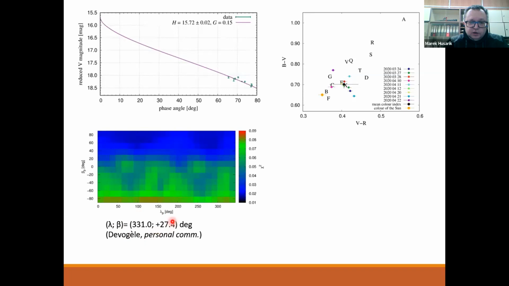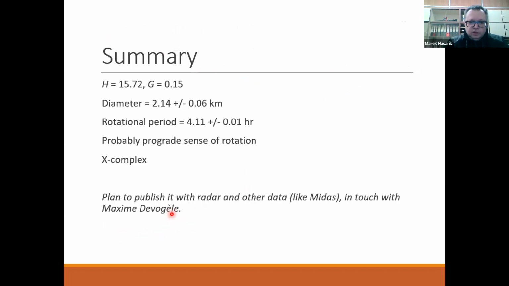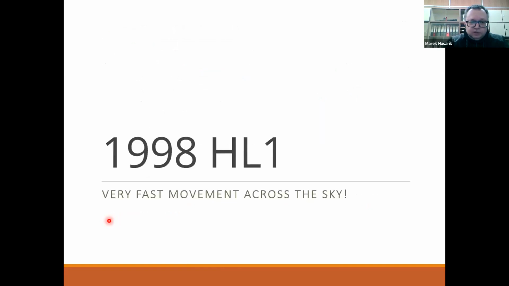Here is a precise orientation of the pole. Now I have no 3D model because my data are not sufficient. I'm in touch with Maxim Devogel, and we plan to make our own publication. The third asteroid we observed is 1998 HL1.